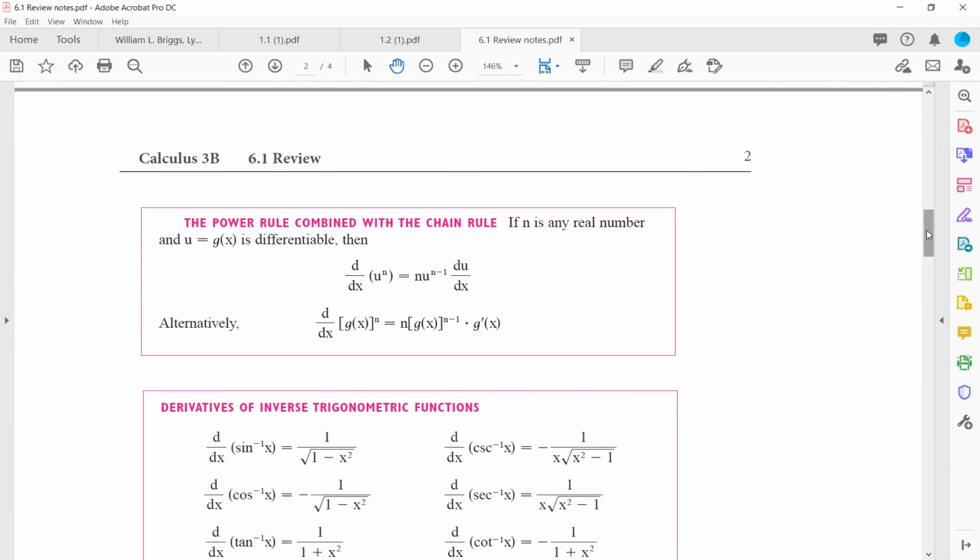So, the power rule combined with the chain rule. Suppose n is any real number and u is a function of x. And suppose u is differentiable. The derivative of u to the n is n u to the n minus 1 times the derivative of u. So n u to the n minus 1 times u prime.